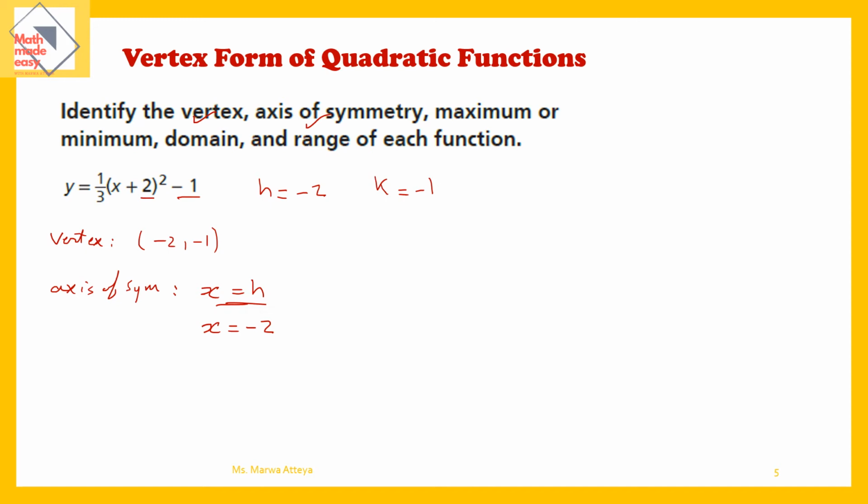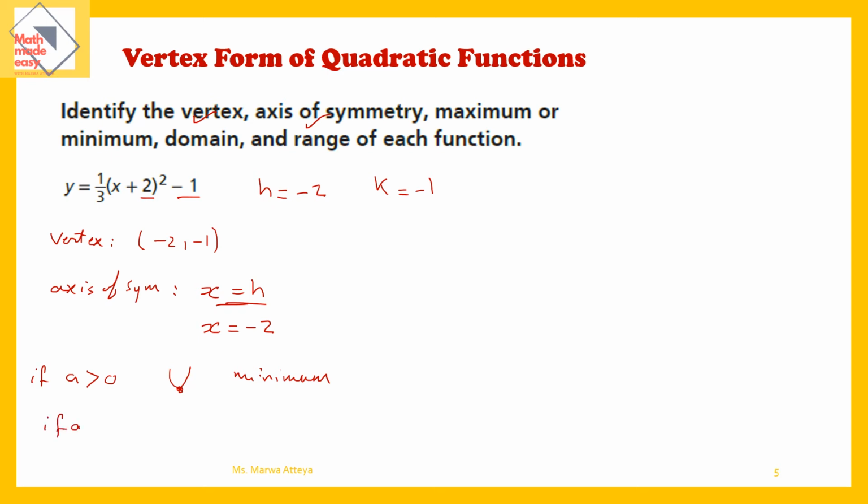Now, is this a maximum or a minimum? The maximum or the minimum is actually the vertex of the parabola. How do I know if it's a maximum or a minimum? If the value of a is greater than 0, so the value of a here is positive, then the parabola is looking upwards, right? So the vertex is a minimum. Why do we call it a minimum? This is the minimum point of the parabola.